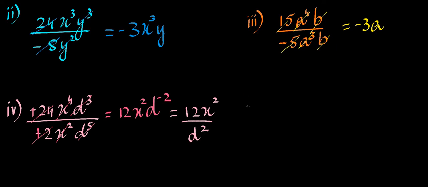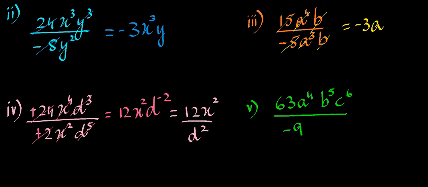Moving ahead to the fifth sub-question, which says 63 a raised to 4 b raised to 5 c raised to 6 divided by minus 9 a raised to 2 b raised to 4 c raised to 3. This can be further divided as minus 9 one times, minus 9 7 times, only one negative sign, it will continue to be there.